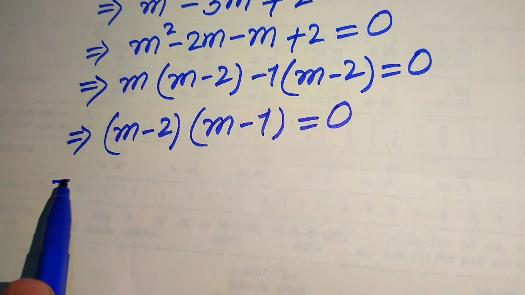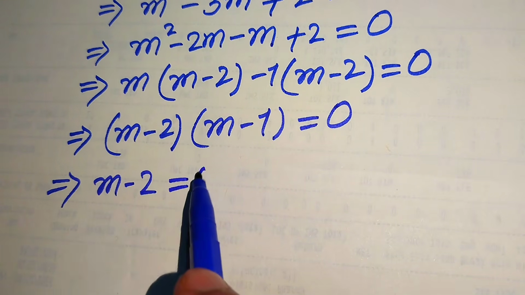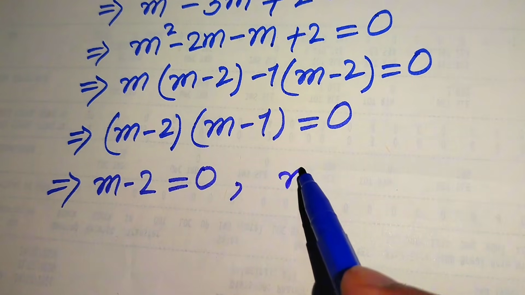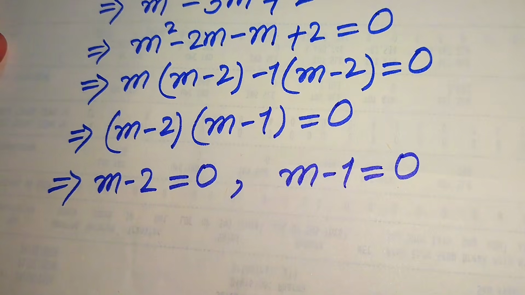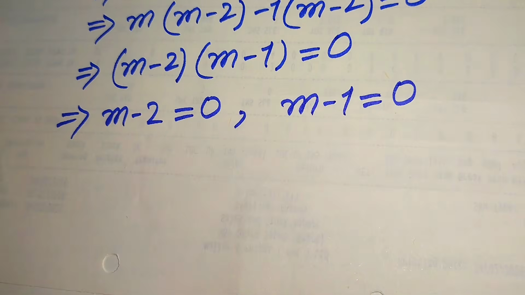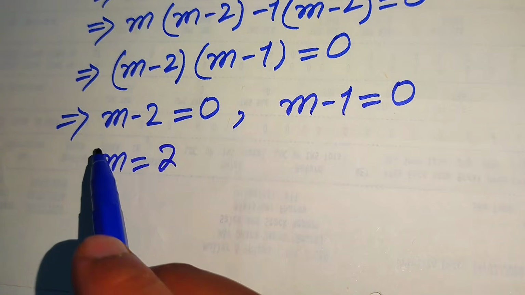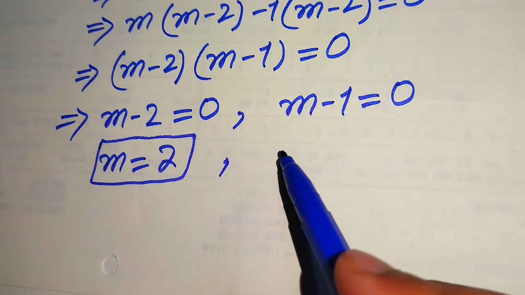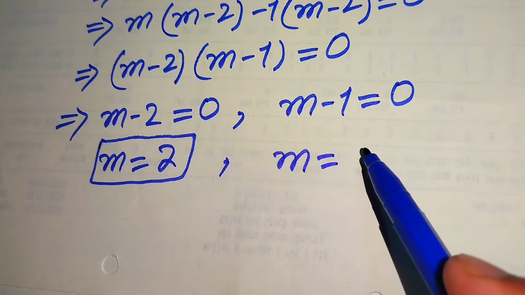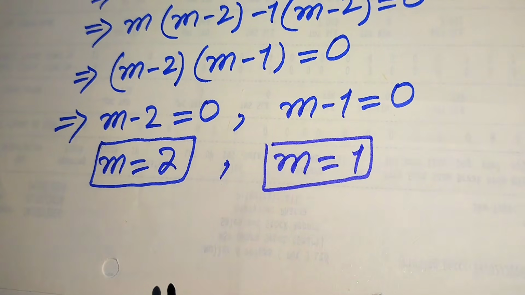So now we divide this equation into two cases. The first case is we write m minus 2 equals 0, and the second case is we write m minus 1 equals 0. We move this minus 2 to the right hand side, and we get the first root of the given equation, m equals 2, and from here we move minus 1 to the right hand side, and we get the second root of the given equation, m equals plus 1.